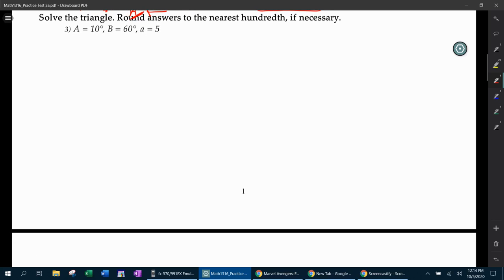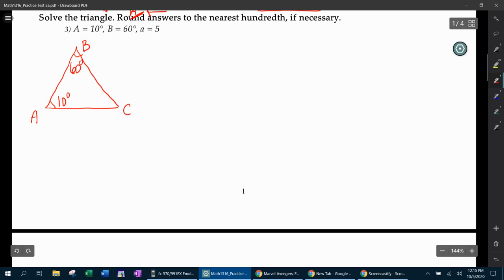Number 3, solve the triangle. Round answers to the nearest hundredth if necessary. So since they don't give me a picture, I'm going to draw a picture for reference. It's not necessary, but it doesn't hurt anything. It is a triangle. It doesn't say that it's a right triangle, so I'm just going to draw a generic triangle. And then I'm going to label what I'm given. A is 10 degrees. B is 60 degrees. And we know that little a is across from big A, so little a is 5, okay?